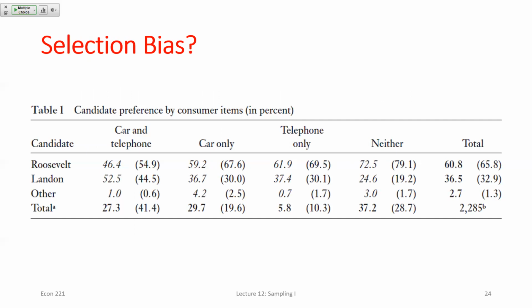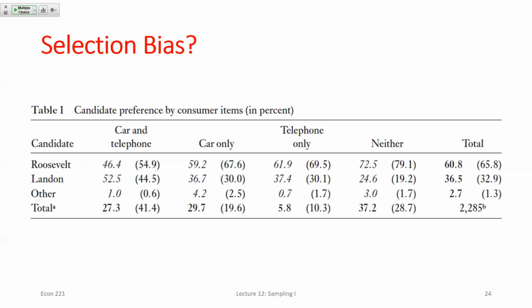So when they went back and asked these people who they actually voted for, and also asked them whether or not they owned a car or telephone, what they found was that for people who owned a car and telephone in 1936, 52.5 to 53% of them actually voted for Landon. So the Literary Digest did a pretty good job at predicting what the outcome would have been for individuals who had a car and telephone.